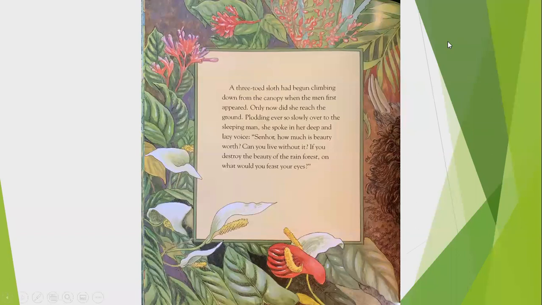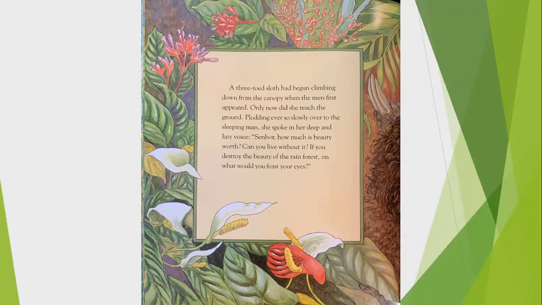A three-toed sloth had begun climbing down from the canopy when the men first appeared. Only now did she reach the ground, plodding ever so slowly over to the sleeping man. She spoke in her deep and lazy voice. "Senor, how much is beauty worth? Can you live without it? If you destroy the beauty of the rainforest, on what would you feast your eyes?"